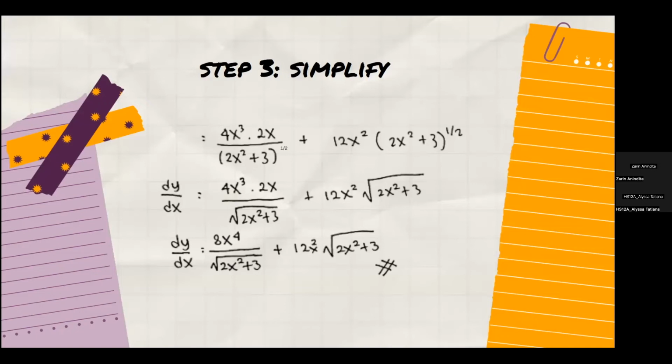But we can simplify it more by multiplying the 4x cubed and 2x, so it becomes 8x to the power of 4. And the final answer of the differentiation of y equals to 4x cubed square root of 2x squared plus 3 is 8x to the power of 4 over square root of 2x squared plus 3 plus 12x squared square root of 2x squared plus 3. And next, Zarin will be explaining about implicit function.